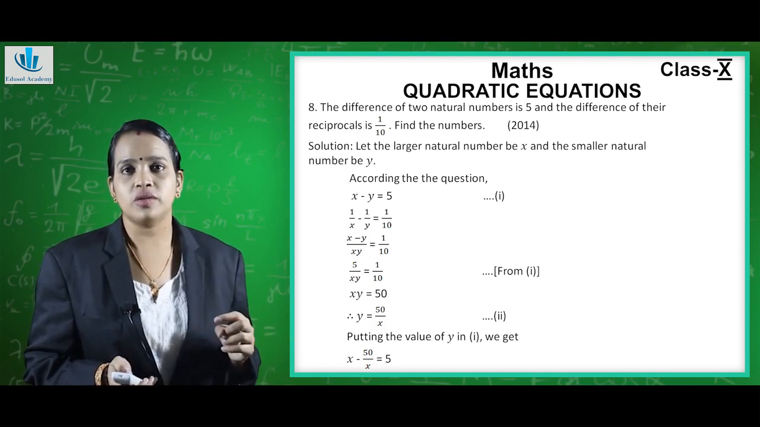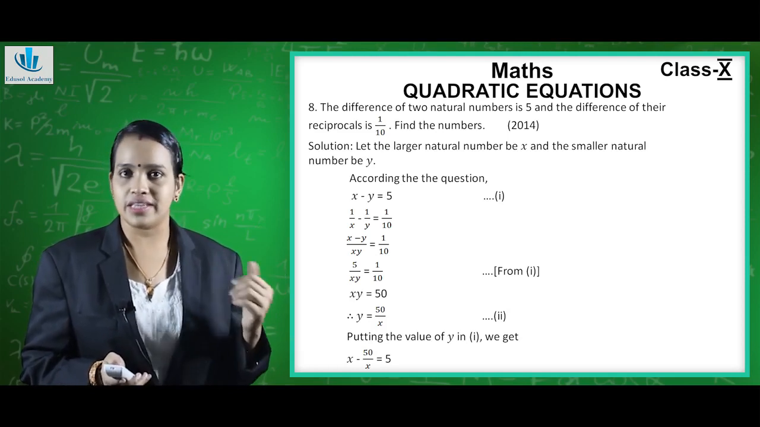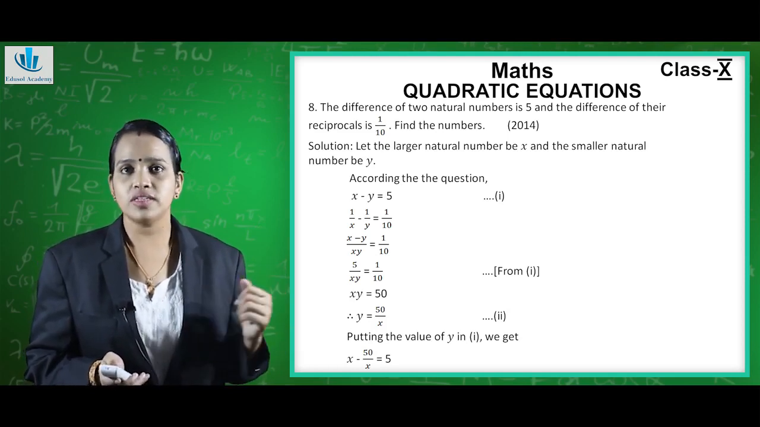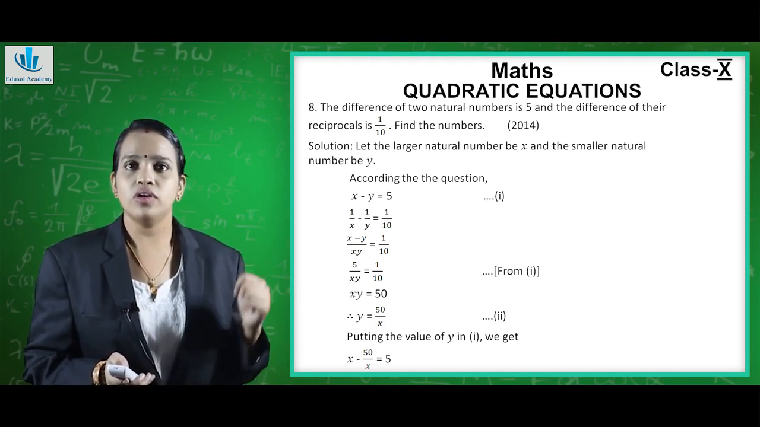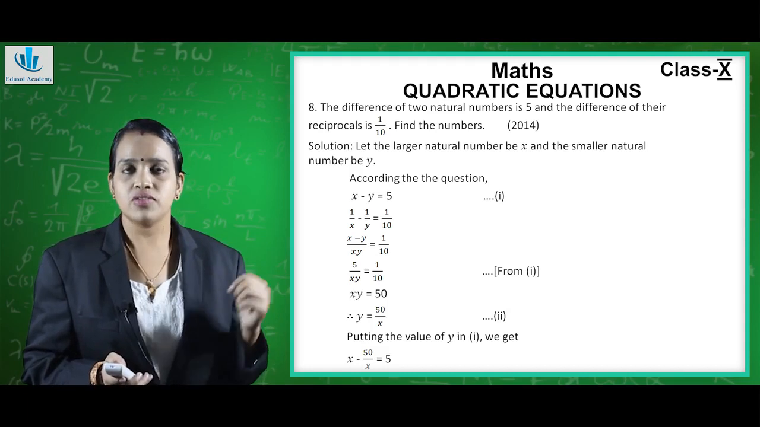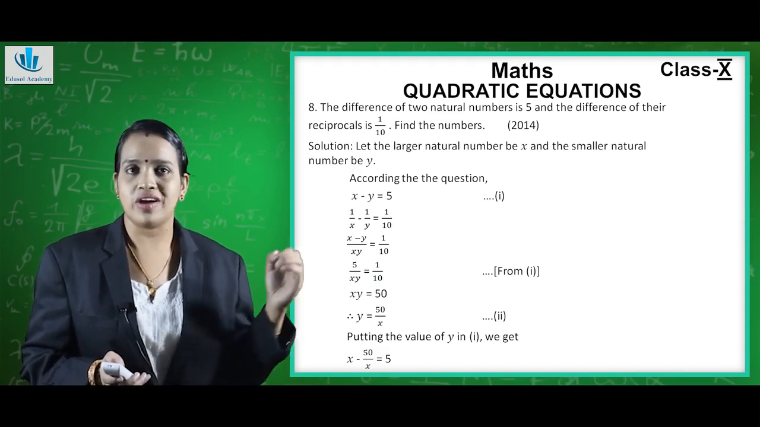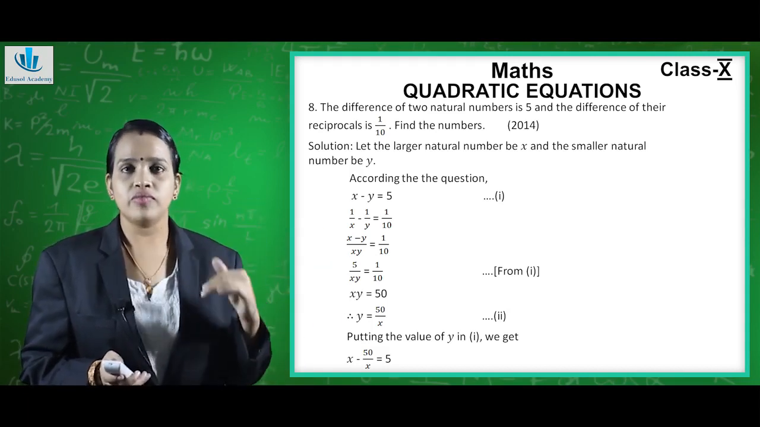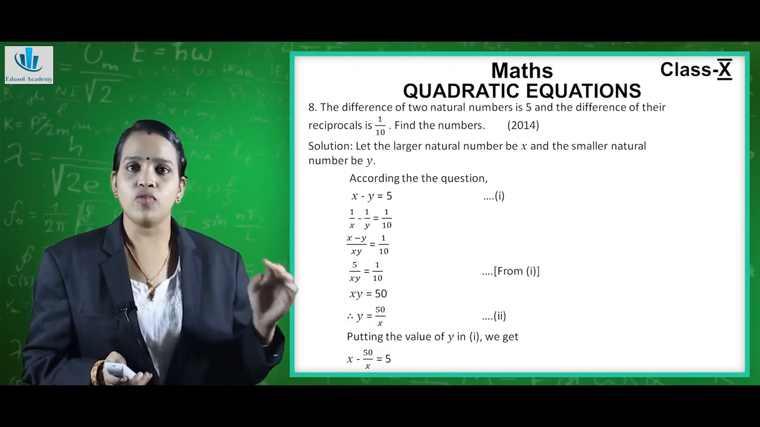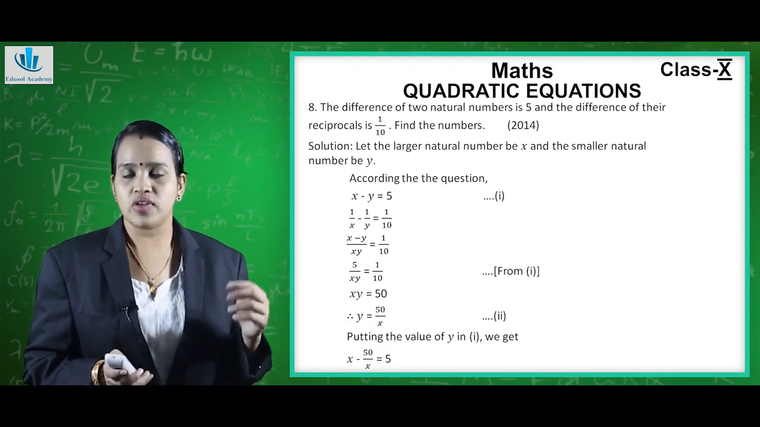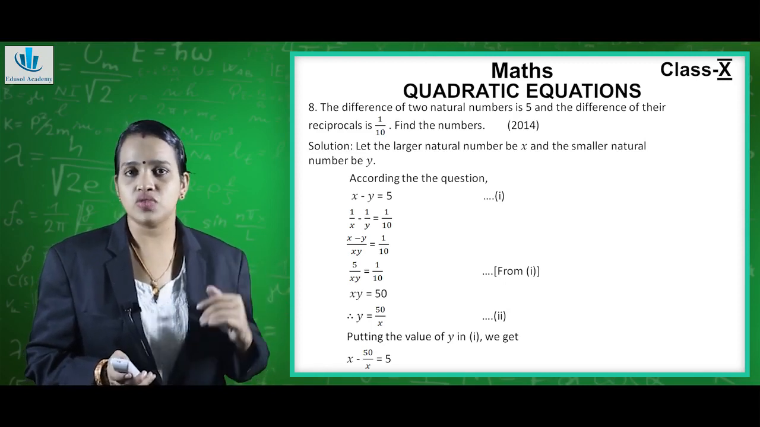Now two natural numbers, we can say it as x and y. Now in the question it is said that the difference of the two natural numbers is 5. So x minus y is equal to 5. When we take the reciprocals and subtract them, it will be equal to 1 upon 10. So our next equation is what?